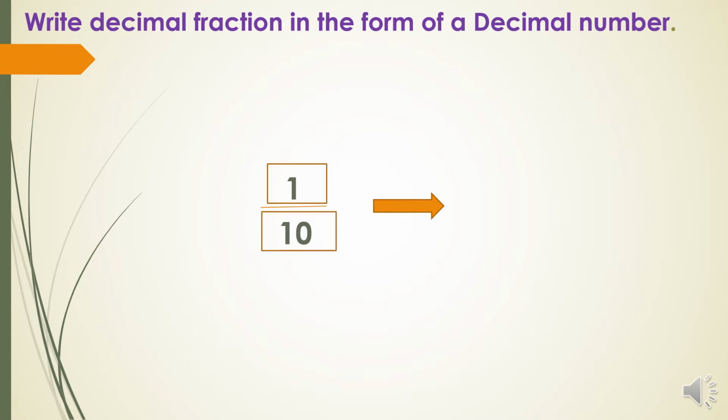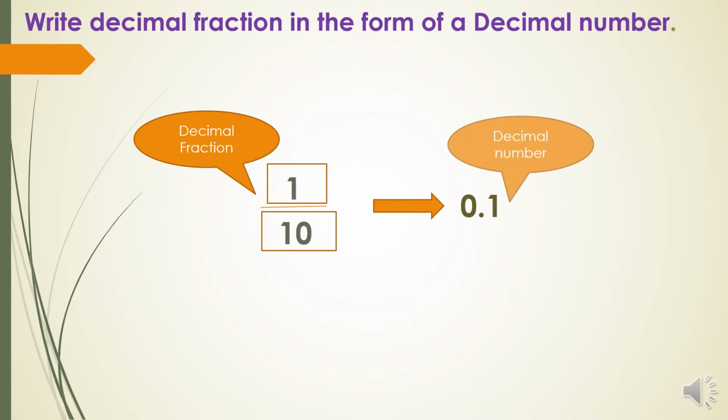Excellent. We have 1 over 10. Then we write it 0.1. We write the 1 as it is. We count 1 digit. Then we put the point. This is the decimal fraction and this is the decimal number.